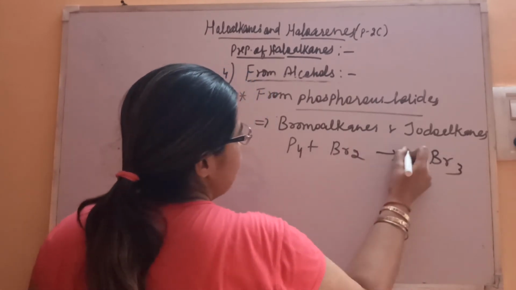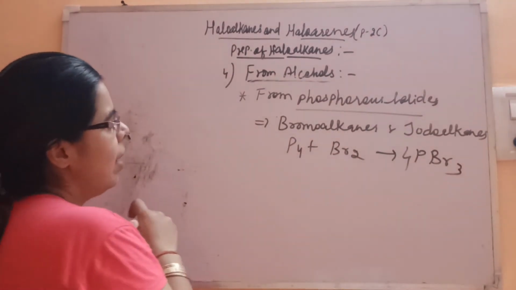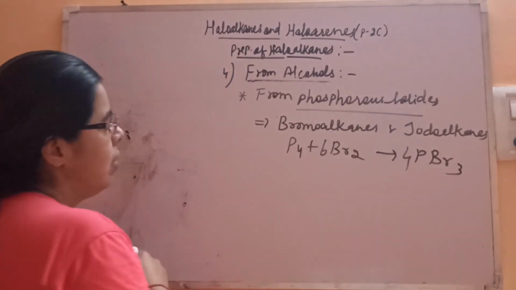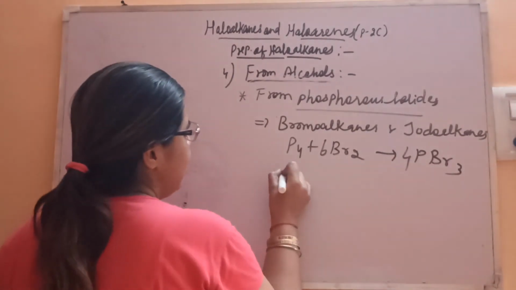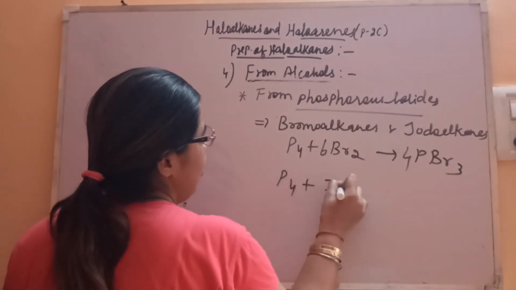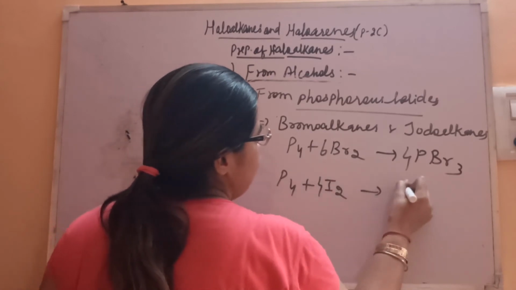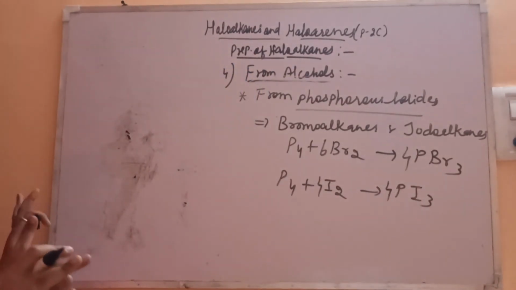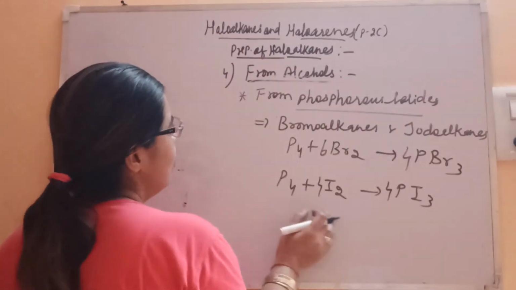Can balance the reaction. I think 4 will be fine here. Then 4 3s are 12. So this is the reaction. Then similarly you can prepare PI3 as well. So this is prepared in situ. Now as they are unstable, that's why we prepare them in situ.